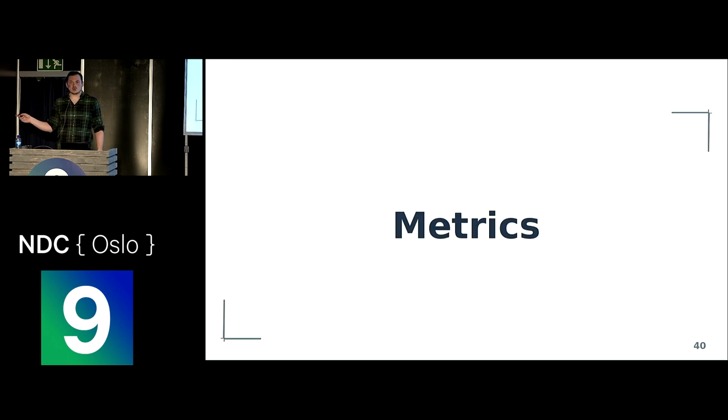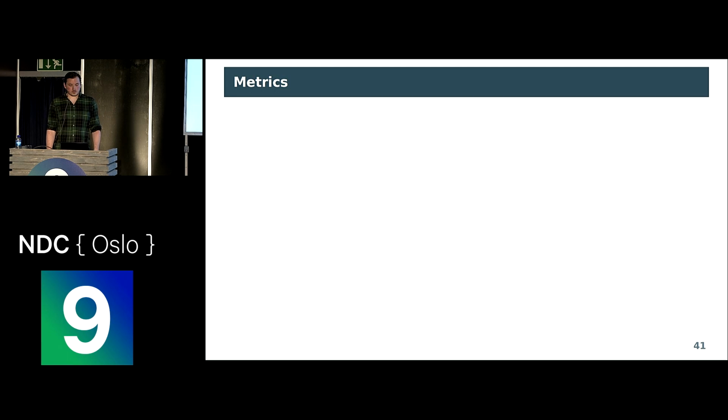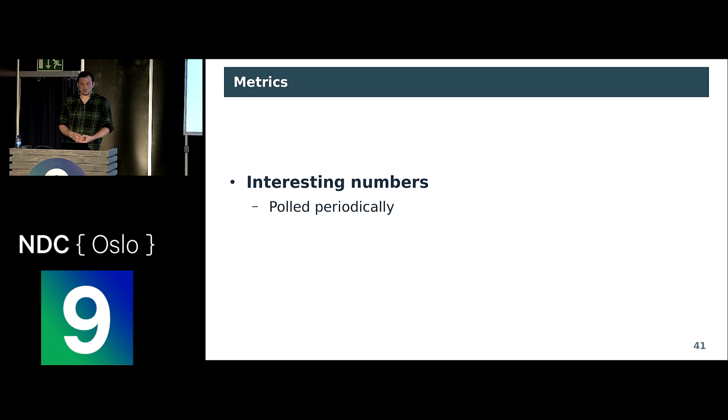This nicely leads us on to the topic of metrics. This idea of aggregating events into numbers instead of text or some sort of structured format. So take a step back. Metrics are just interesting numbers. And we obtain them by polling them frequently or computing them over a time window. So a 1-minute average, for example, or total number of connections, things like that.